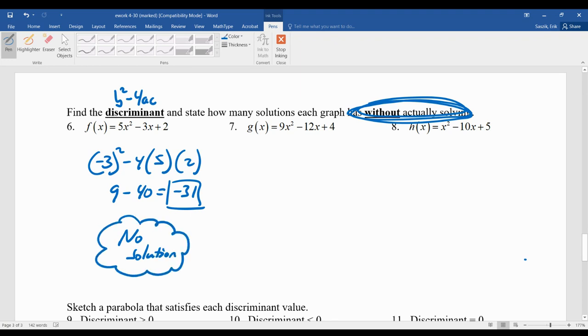Okay, so we're asked to do two things in these problems. Find the discriminant, did that, it was negative 31. That means it's no solution.